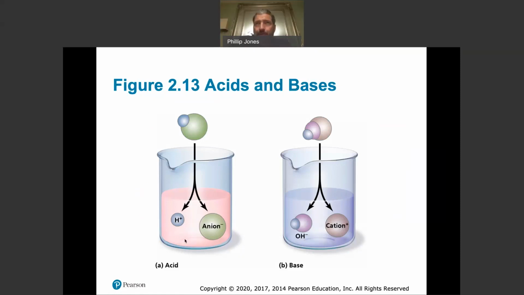So 0 to right below 7 is theoretically acidic. 7 is completely neutral. So if it's at 7, it has the exact number of hydrogen and hydroxide ions in it. Anything above 7 is basic. It's going to have more hydroxide OH negative charges than it will hydrogen positive charges in it.